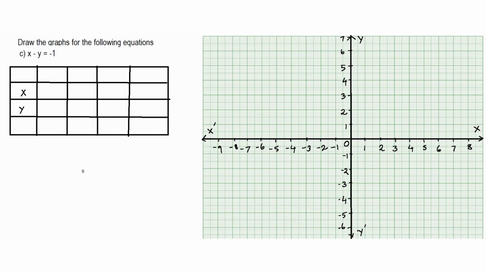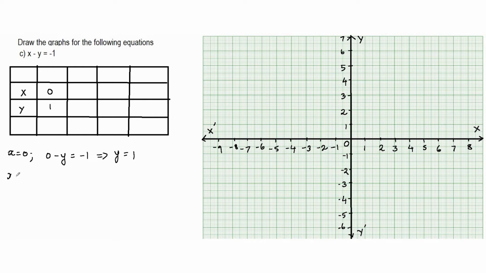Let us now mark the graph for the next question. The equation is x minus y equals minus 1. So again, let's check if x equals 0 works. Let's substitute x as 0 in the given equation. So 0 minus y equals minus 1, which means the value of y is equal to 1. So when x is equal to 0, the value of y is 1.